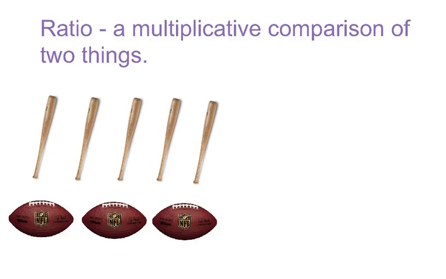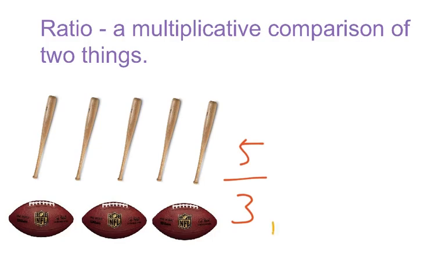So let's look at this. We've got some baseball bats and then footballs, and we're going to make a comparison. We're going to write a ratio for these two. So if we look at this correctly, there are 5 baseball bats to 3 footballs. And like I said, it looks kind of like a fraction, an improper fraction. So that's one way you can write a ratio, 5 baseball bats to 3 footballs.